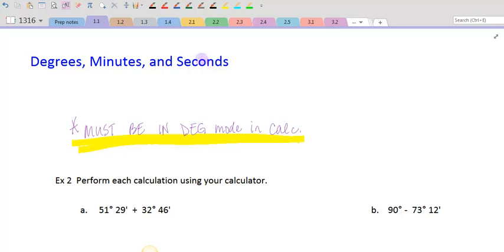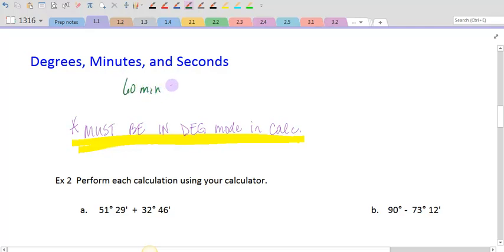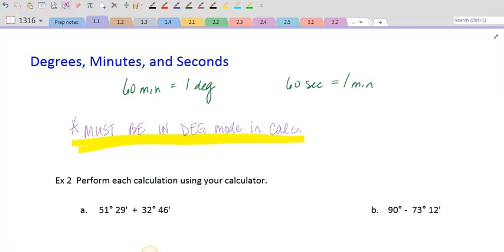Now, just so that you understand, there are 60 minutes in 1 degree, and there are 60 seconds, of course, in 1 minute. Now, these would be the conversion factors if we were going to do this by hand, but we're going to go ahead, like I said, and let our calculator do these calculations for us. But just so you have some understanding of where they're coming from, that's why I wrote them up there.